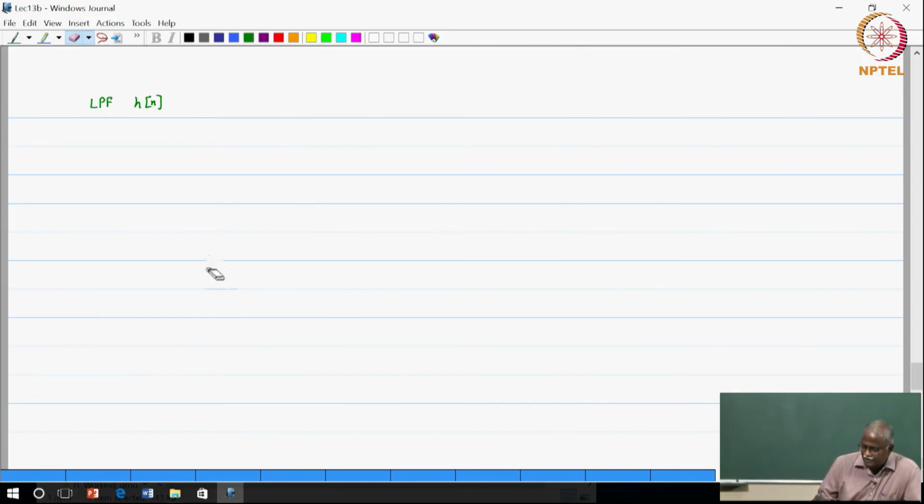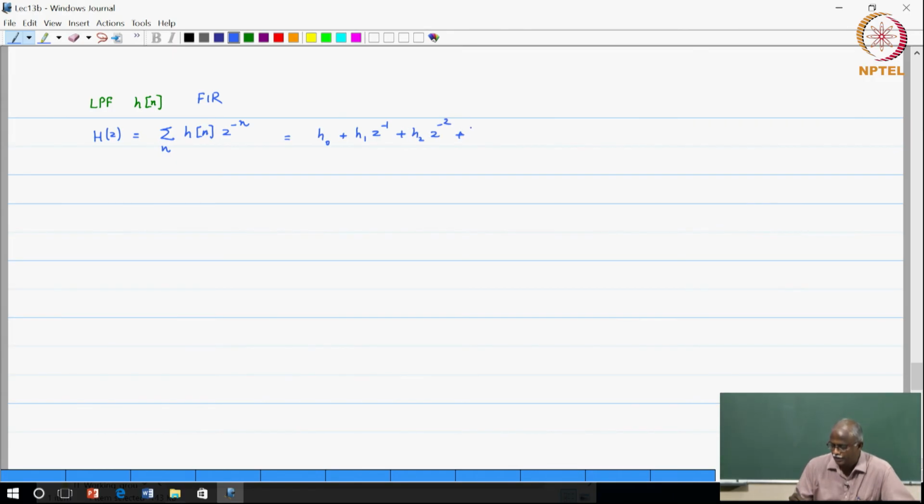just for argument's sake, let us assume that it is an FIR, finite impulse response, low pass filter. H of z will be the summation over n of h of n z power minus n. Let us assume that it is a causal filter. It will be h naught plus h1 z inverse plus h2 z power minus 2, and I will write up to h6 just to illustrate: h3 z power minus 3 plus h4 z power minus 4 plus h5 z power minus 5 plus h6 z power minus 6.